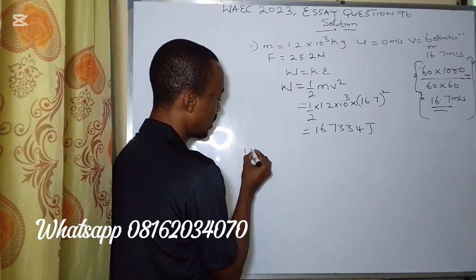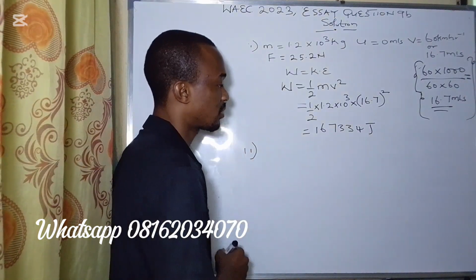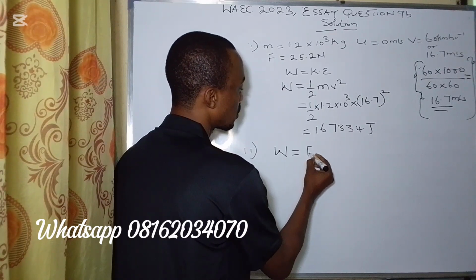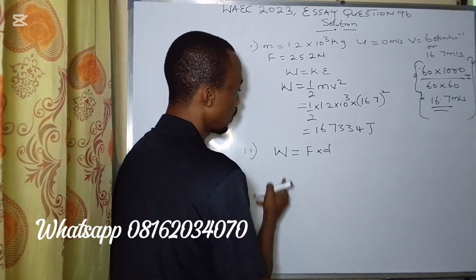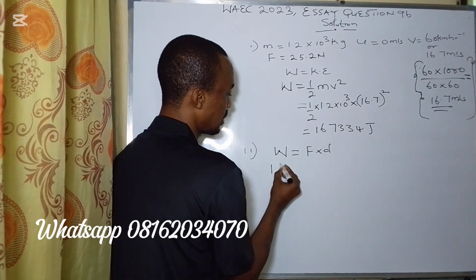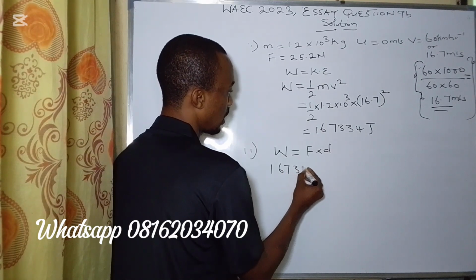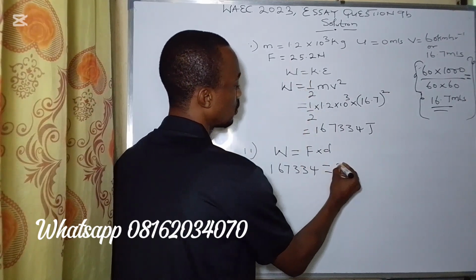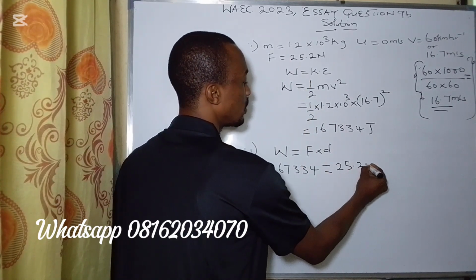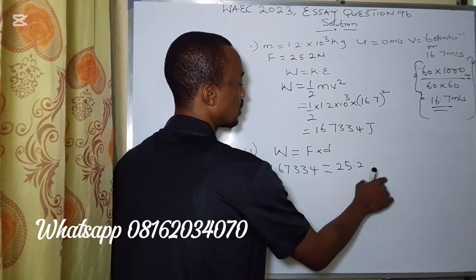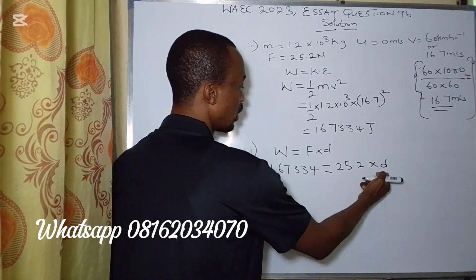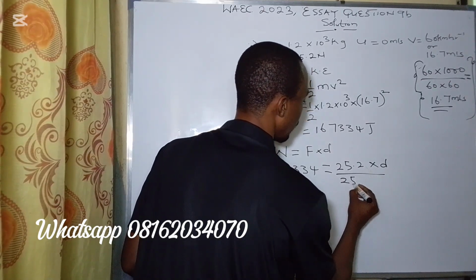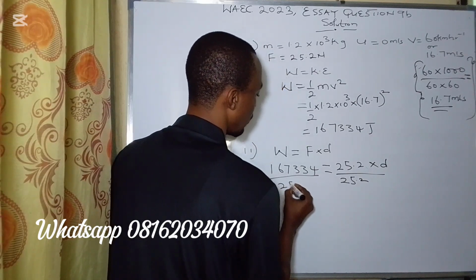The II says that you should calculate the distance traveled, and you already know that work is equal to force times what? Distance. So the work here is 167,334, and this will be equal to the force, which is 25.2 Newton, multiplied by D. So what we need to do is to divide both sides by this 25.2 to get the value of D. So we'll do it here, 25.2. We do it here, 25.2.